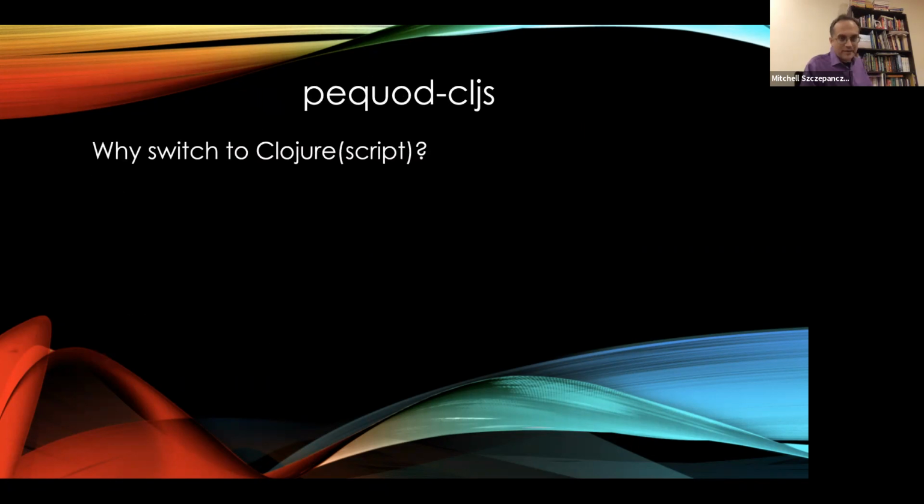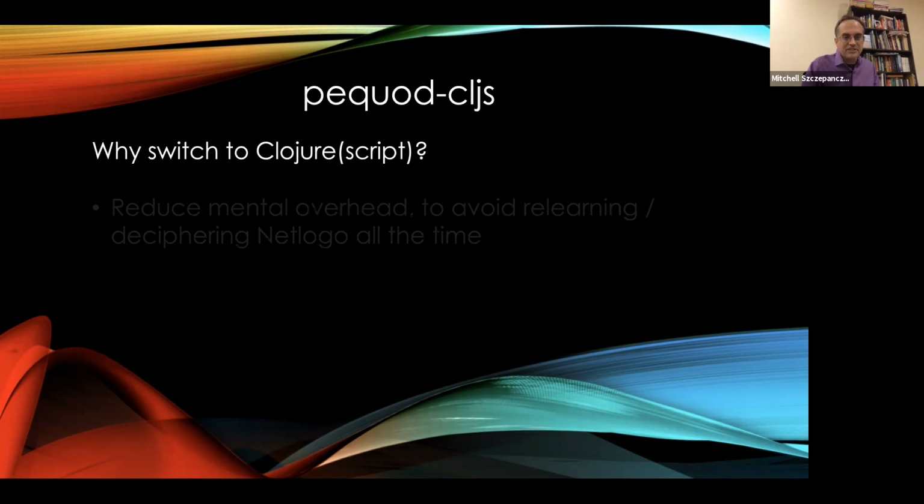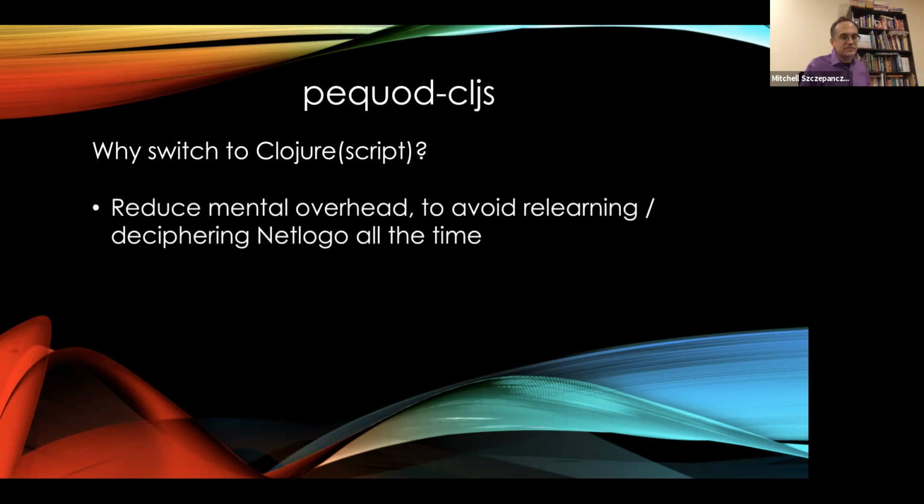Clojure and ClojureScript. Why did we switch to Clojure and ClojureScript? Well, I'll mention a little bit of selfish reasons for this. For me personally, because I was doing a lot of the coding for this, not all of it, but most of it, I wanted to reduce the mental overhead. Even though I can follow NetLogo, I found myself having to relearn it and refollow it in detail all the time.